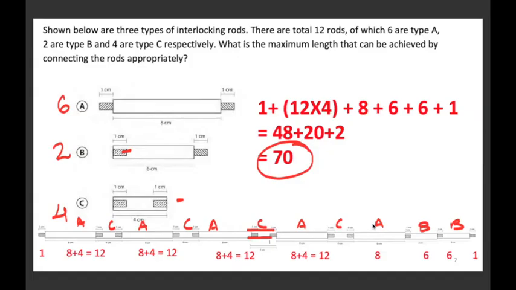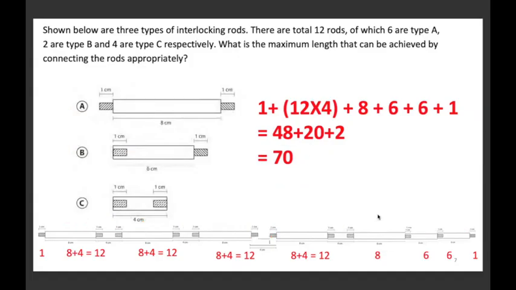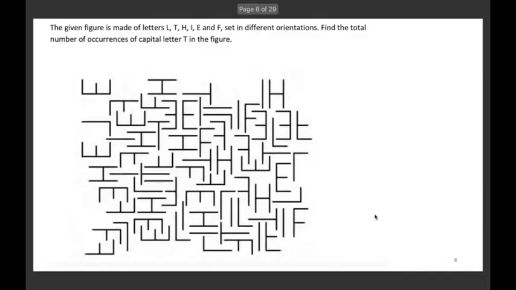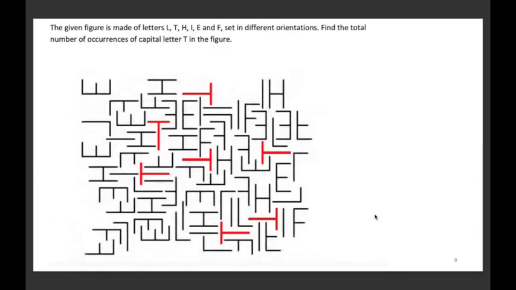We'll move to the next one. The given figure is made up of these letters L, T, H, I, E, and F set in different orientations. Find the total number of occurrences of the capital letter T in the figure. How many times does the capital letter T occur here? All right, so these are all the capital letters T that are there. The total number of occurrences of the capital letter T is 7.